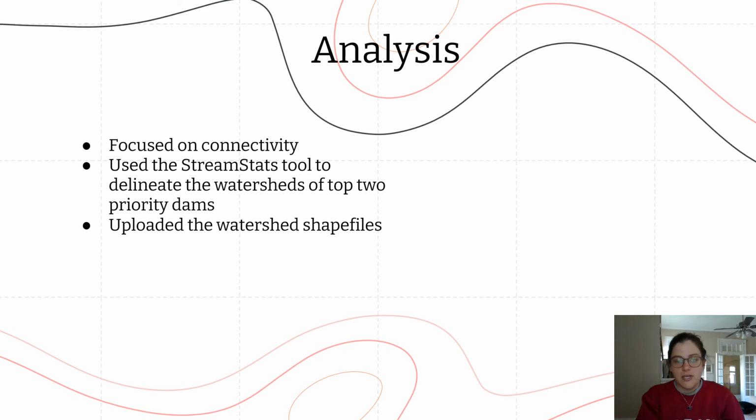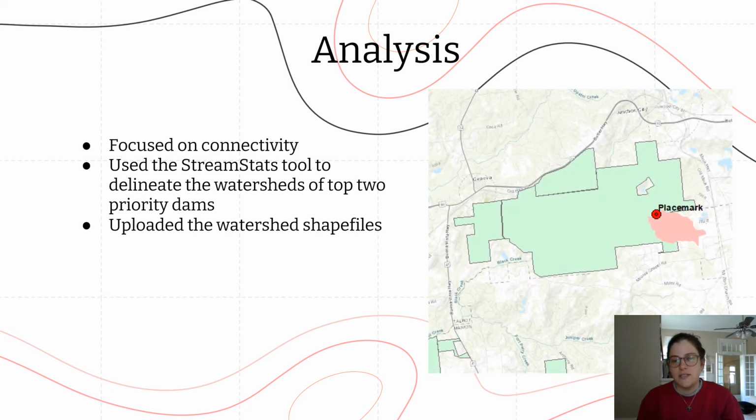So I uploaded the watershed shapefiles. So this is the watershed for that unnamed dam in the top corner. You can see it's a pretty small watershed, and that dam does fall on a first order stream, which can be very harmful to the system as a whole.